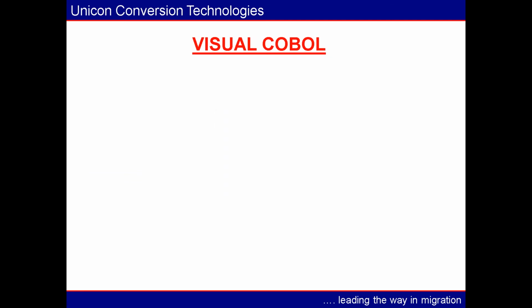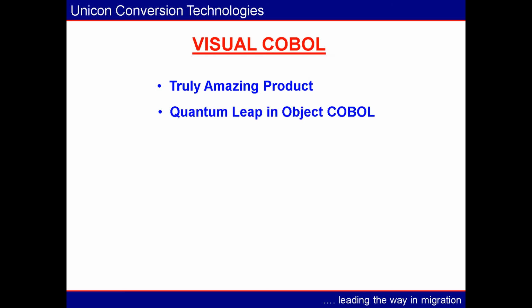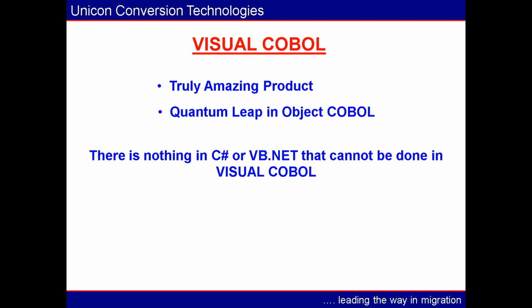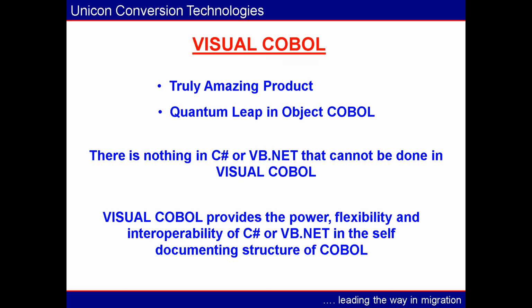You are probably very familiar with the C# and VB.NET programming languages, but perhaps not as familiar with Visual COBOL. Visual COBOL is a truly amazing product from Micro Focus. It is a quantum leap in Object COBOL. There is nothing in C# or VB.NET that cannot be done in Visual COBOL. Visual COBOL provides the power, flexibility, and interoperability of C# or VB.NET in the self-documenting structure of COBOL.